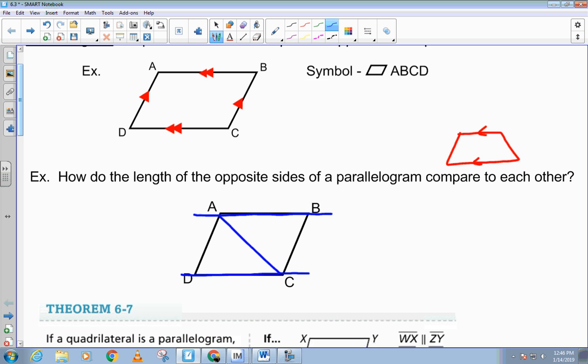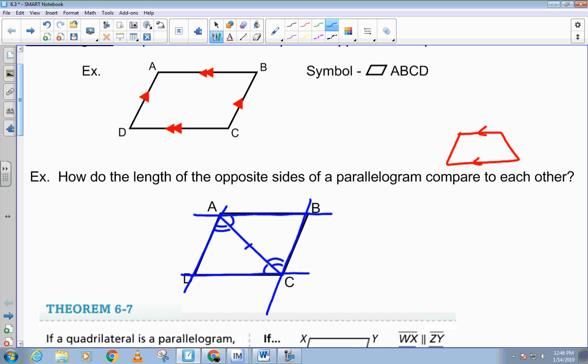Alternate interior angles. Okay. So I know that because these two lines are parallel cut by this transversal, these alternate interior angles are congruent, right? And then likewise, if I look at these two parallel lines and the same transversal, I have my other pair of alternate interior angles that are congruent. And you notice that they share the diagonal, correct? So what does that make true about those two triangles? They're congruent by what?